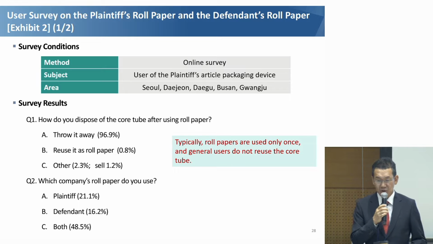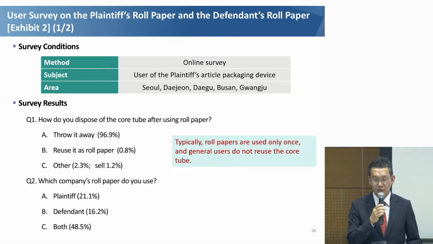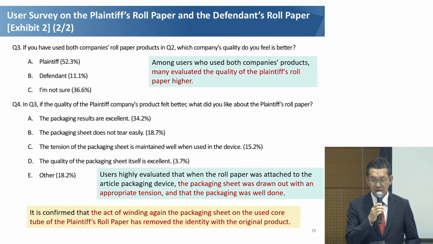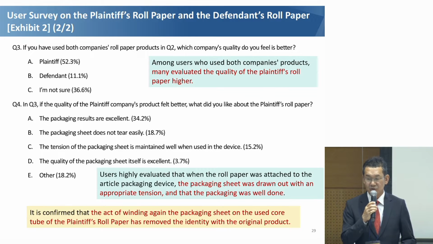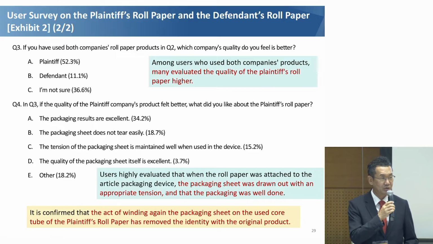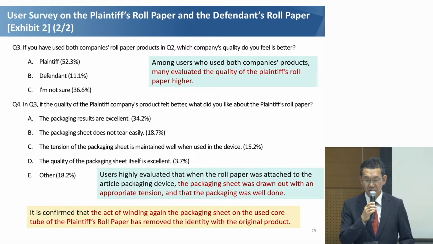Second question was, which company's roll paper do you use? So plaintiff has the majority. And third one is, if you have used both companies' roll paper, which company's quality do you feel is better? Answer, as you can expect, the plaintiff has much better evaluation among the consumers. Last question we asked was, what's the reason for your better evaluation for the plaintiff product? There are some answers, but the noticeable one is that the packaging result was excellent.